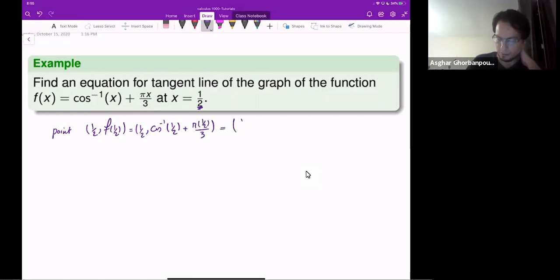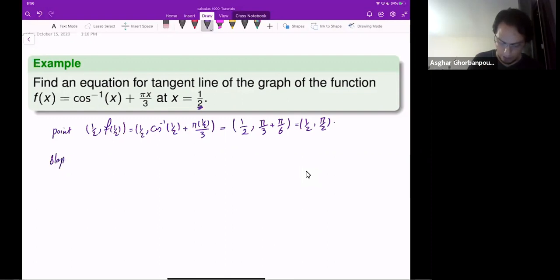So this is 1 over 2. Cosine inverse of 1 over 2: what is the angle whose cosine is 1 over 2? And that needs to be between 0 and pi. That is pi over 3, plus the other one is pi over 6. So if you add these, this is a half, and this is pi over 2. Very nice. How about the slope?